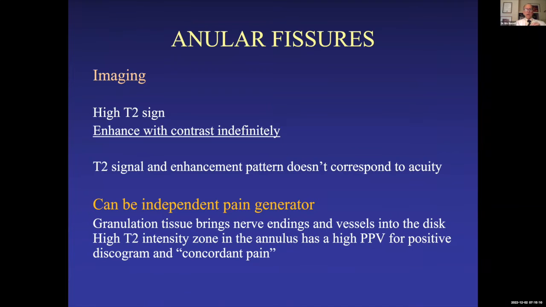So annular fissures, high T2 signal, the enhancement, if you do contrast, can last indefinitely. So it doesn't mean that the fissure is acute. And the T2 signal enhancement doesn't necessarily therefore correspond to an acute problem. But this can be an independent pain generator. Granulation tissue brings nerve endings into the disc. And this high T2 intensity zone, when you do a provocative test, may generate concordant pain during discography.